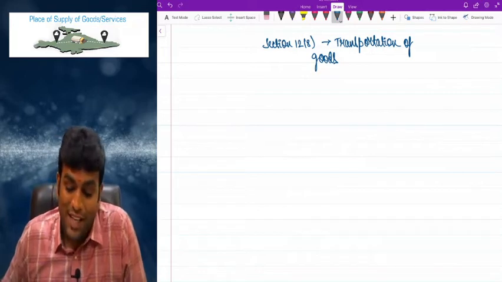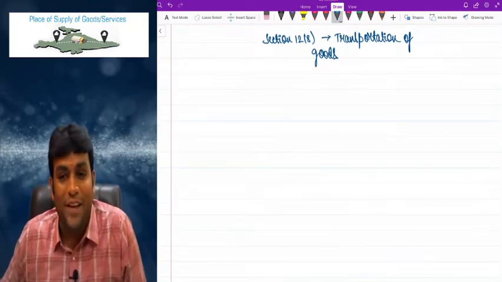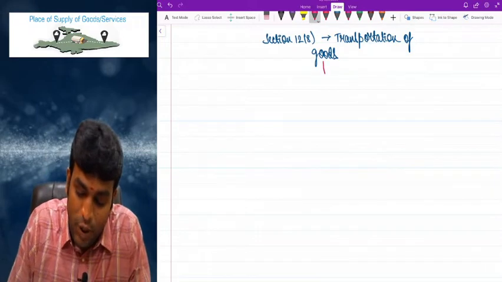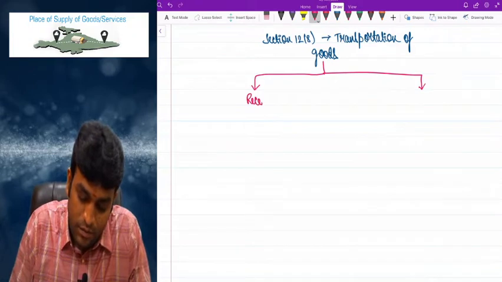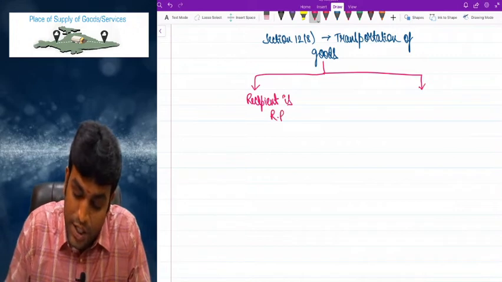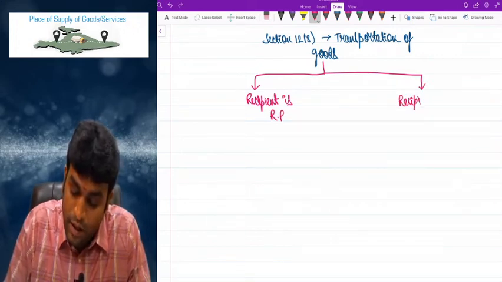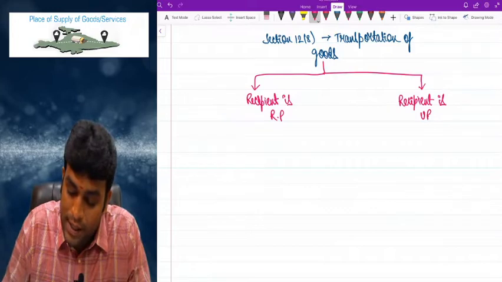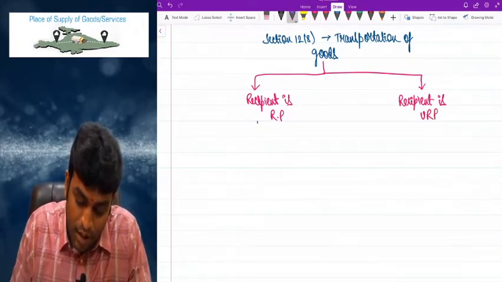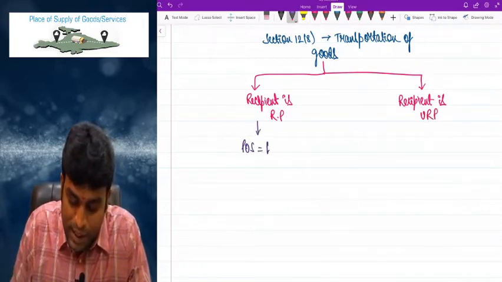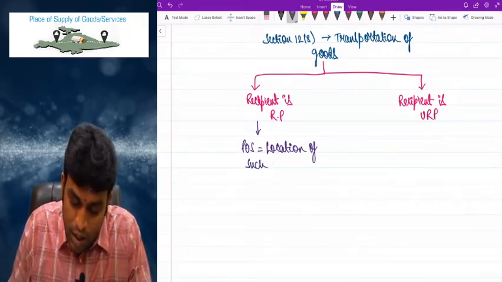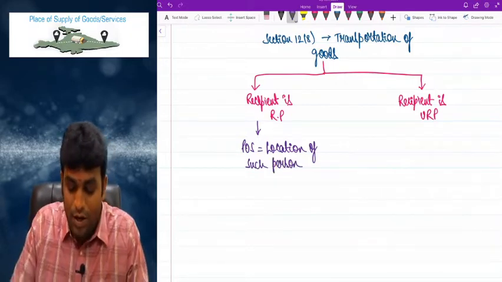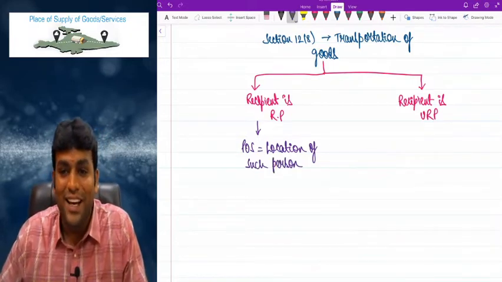Correct, right? So for service of transportation of goods, law gave an interesting point where they told, divide them. Recipient is a registered person. Other side, recipient is unregistered person. And if recipient is registered person, POS would be location of such person. Location of such person means wherever he is registered.